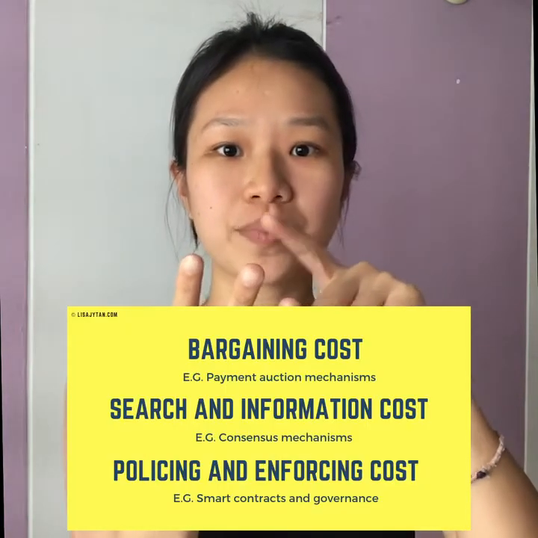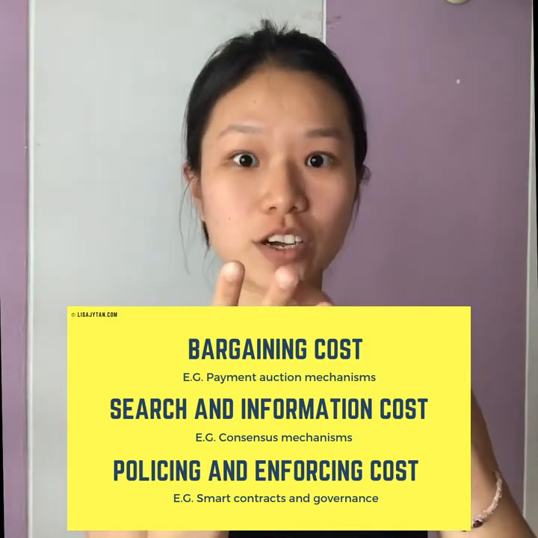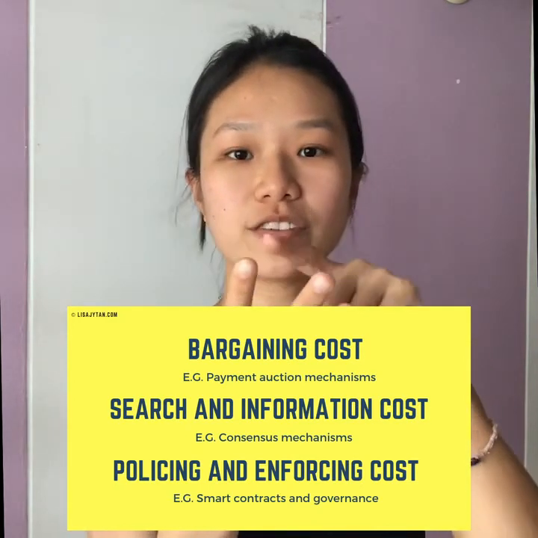So this is transaction cost. In transaction cost, we consider three things: bargaining costs, search and information cost, and enforcing and policing costs. And these can be coded, or can be part of tokenomics, and can be coded into your token ecosystem, and it can reduce cost quite significantly compared to the real world.